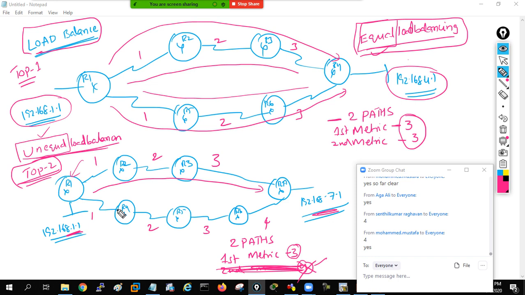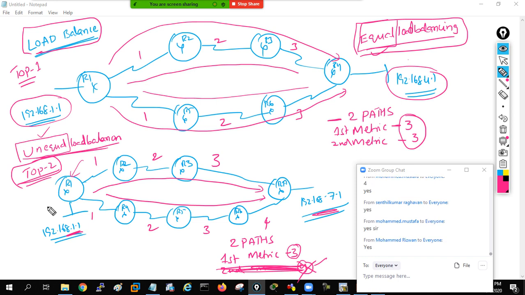But if you take other routing protocols like EIGRP, even if the metric is different, it still does the load balance. That is called unequal load balancing. Do you understand, guys? Everybody? Mr. Raghavan, Rizwan, Mr. Ali, everybody is clear. Palani, you understand that? Because if the metric is different, RIP will not do the load balance. It always supports equal load balancing. Okay? So this is what everybody has to understand.